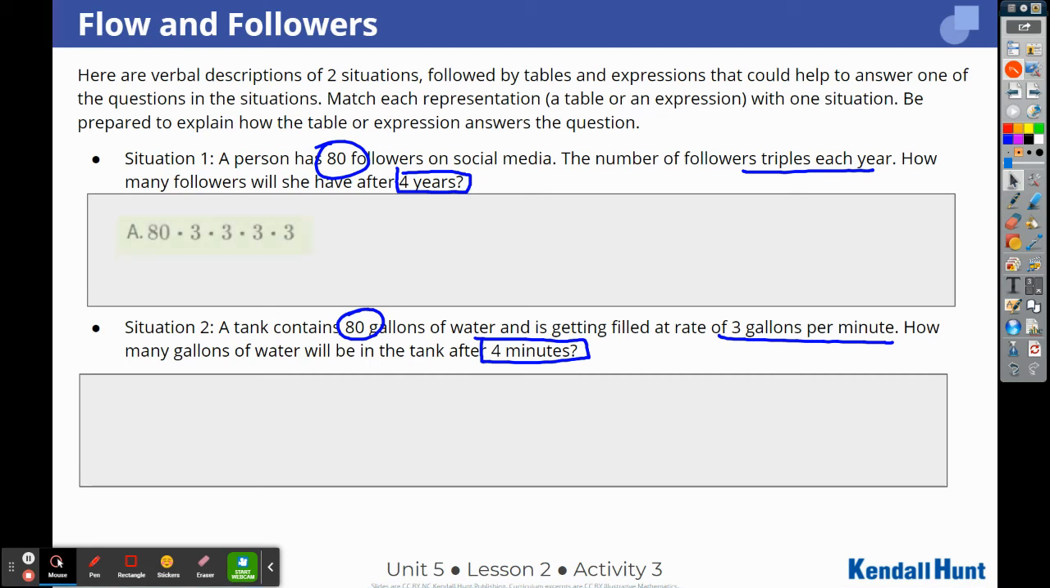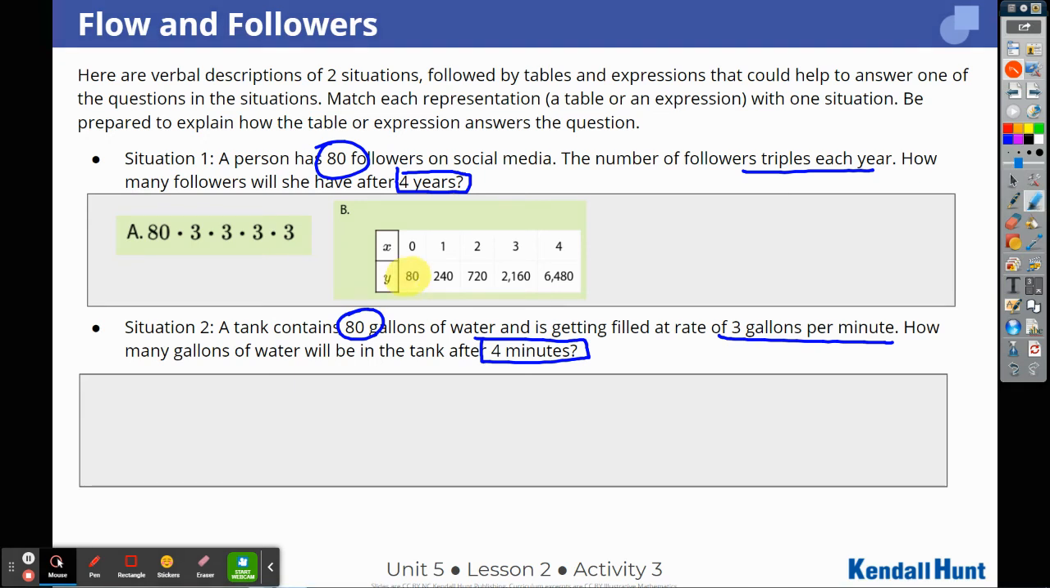So for situation 1, we have 80, so the amount of followers on social media, and then it's tripling every year. So we're multiplying by 3, and we're looking for 4 years. So we're going to multiply 3 4 times, and that will give us the amount of followers that they have. The table for this one, you can tell it starts at 80. That's the initial amount that we have right here. And then to get to the next year, it's multiplying by 3 to get to 240, and then multiplying by 3 again to get to 720, all the way until year 4.